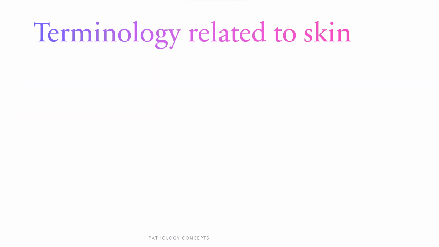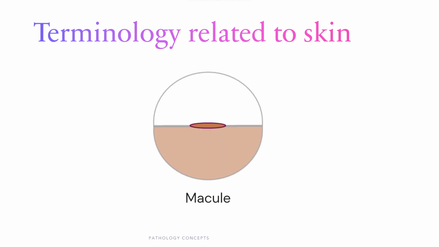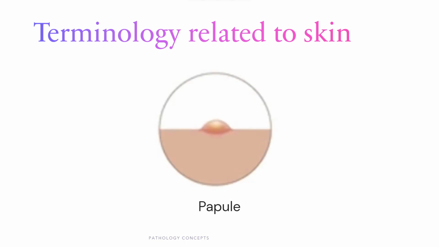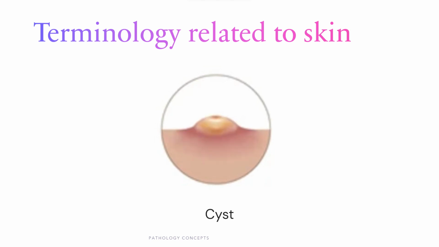Different terminology related to the lesions of the skin. First is macule. It is a small patch of skin that is altered in color but is not elevated. Second is papule. It is an elevated, solid, palpable lesion that is less than or equal to 1 cm in diameter. Third is nodule. It is an elevated, solid and palpable lesion more than 1 centimeter in diameter. Cyst. It is a papule or nodule that contains fluid.